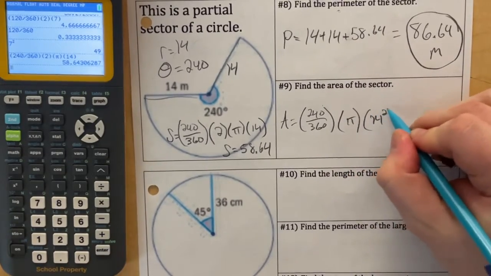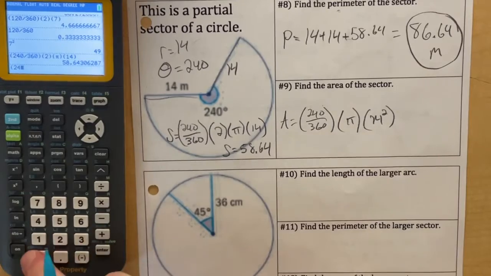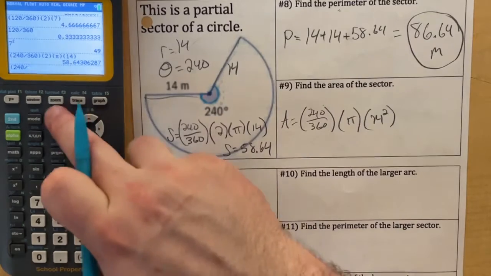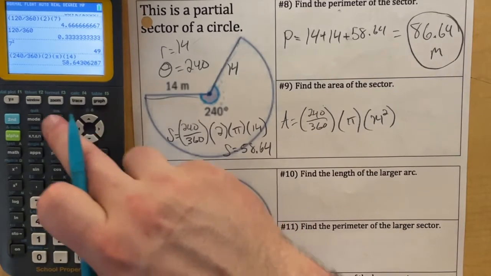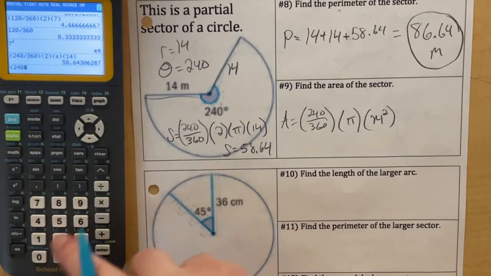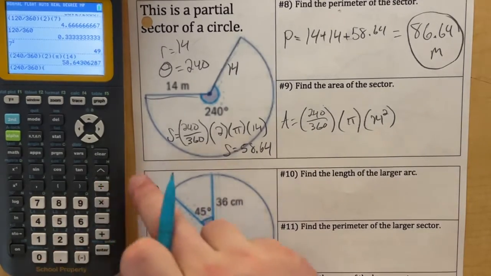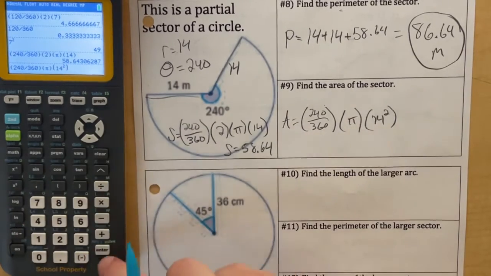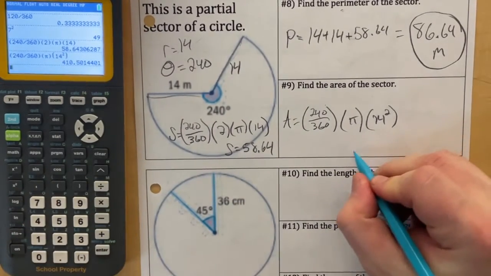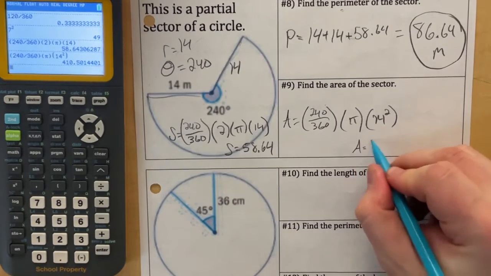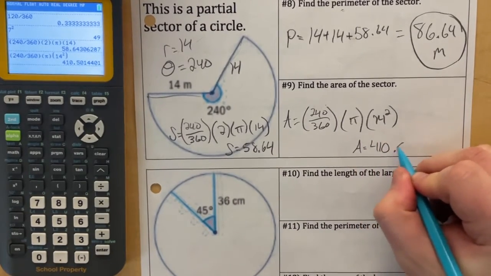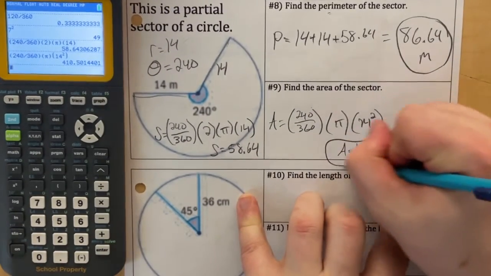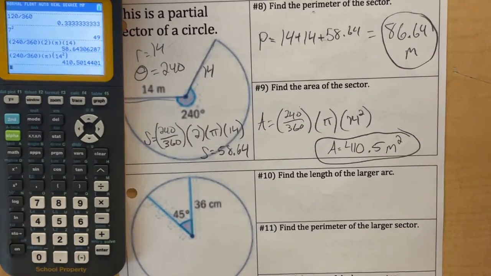is 14 squared. So what I can do is type it in like it looks, 240 over 360, and I have pi, and then 14 squared. So we're going to say our area is going to be about 410.5 meters squared, since we're talking about an area amount.